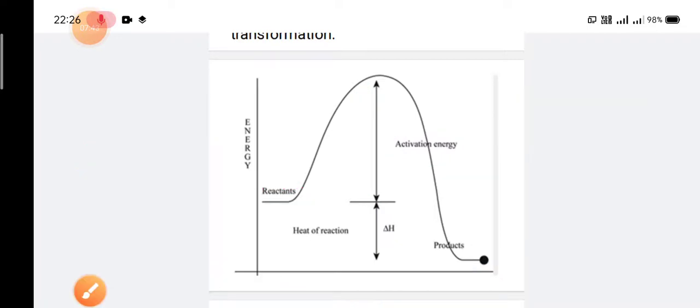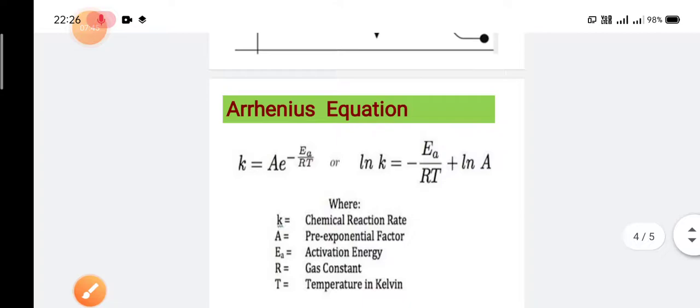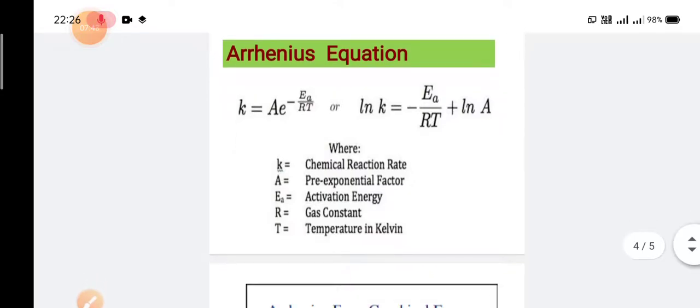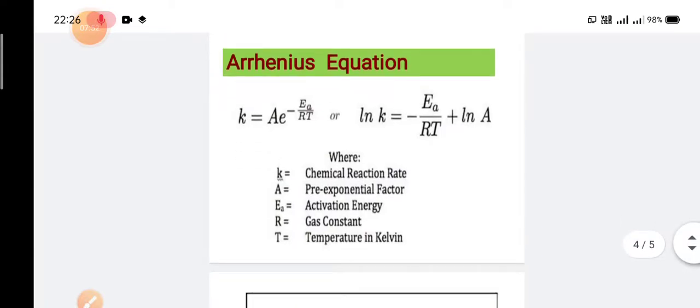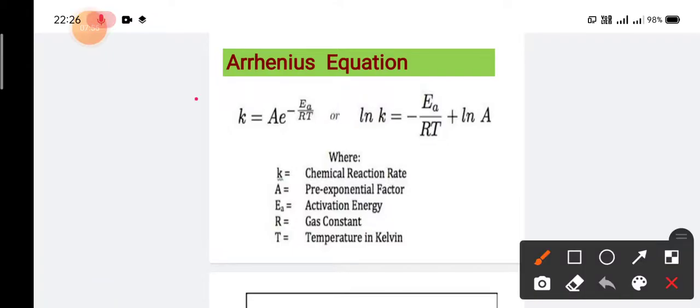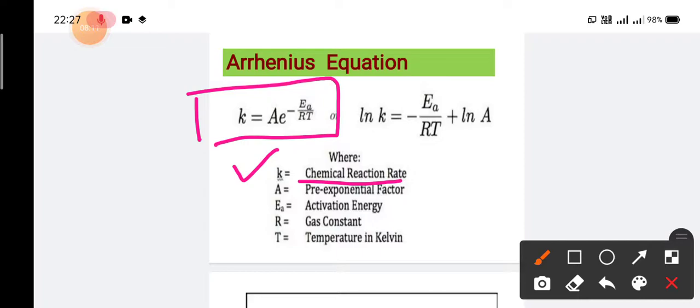Okay, so let's move to the next topic of the day, that is the Arrhenius equation. So Arrhenius has given an equation based on the activation energy. This equation is formulated in this way: k is equal to A into e to the power minus Ea by RT. k is the chemical reaction rate, that is, the reaction rate is k.